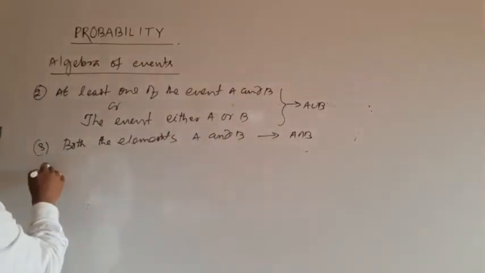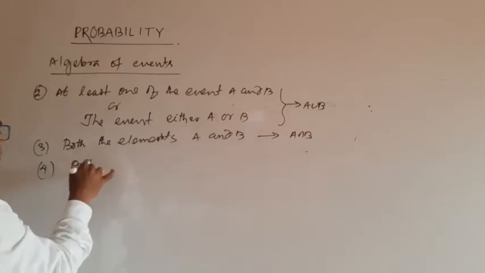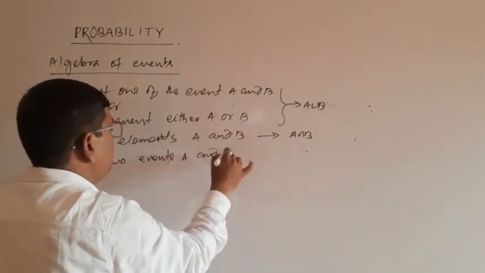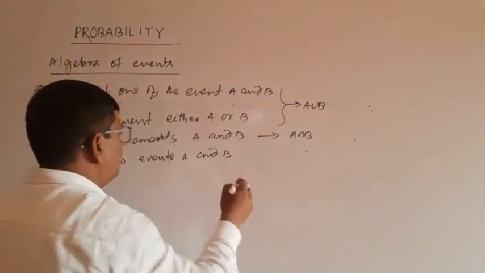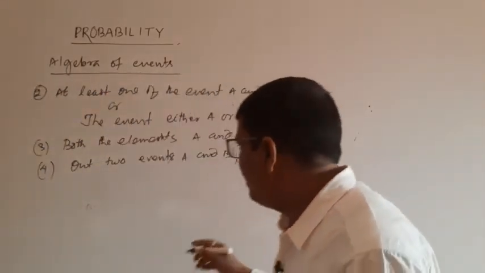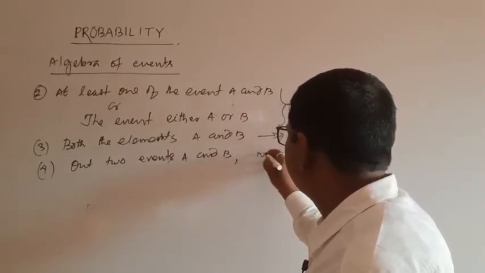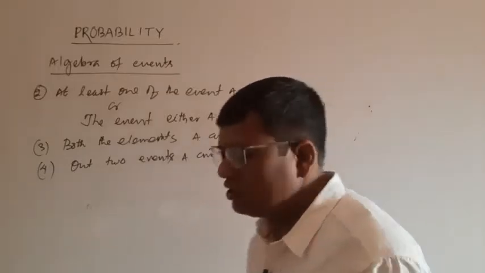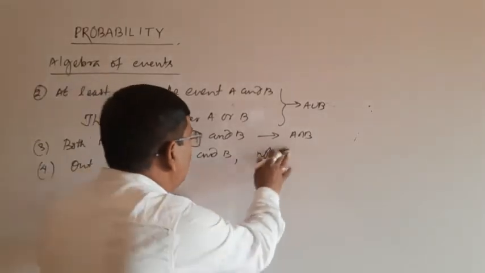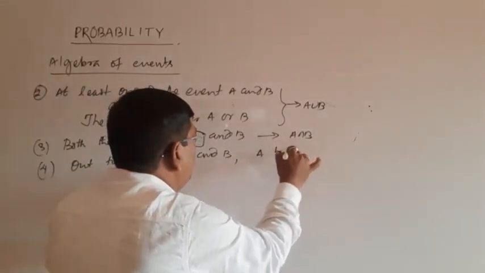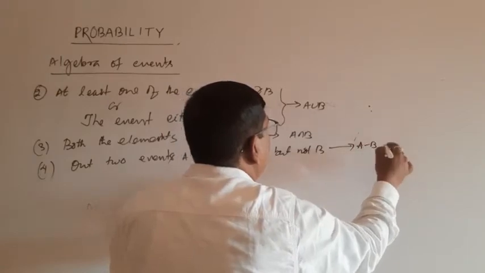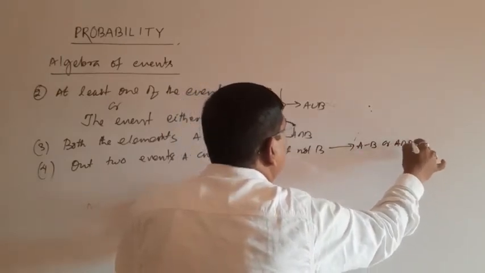Out of the two events A and B, the event A but not B is denoted by A difference B or A intersection B dash.